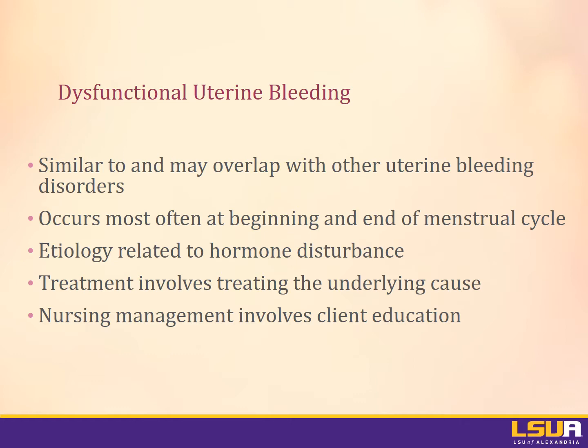So, dysfunctional uterine bleeding. This is similar and may overlap with other uterine bleeding disorders. Most of the time, this happens at the beginning or the end of the menstrual cycle. You'll hear some women say they were flooding, or they'll start real heavy and then all of a sudden stop and then start again. That's dysfunctional. Usually, this is related to some type of hormone disturbance. So she needs to go to her healthcare provider and treat the underlying cause. Our management involves mostly client education as a nurse. And going to the physician, being placed on an oral contraceptive is not always the best answer because oral contraceptives are hormones. So that should not always be the first choice.